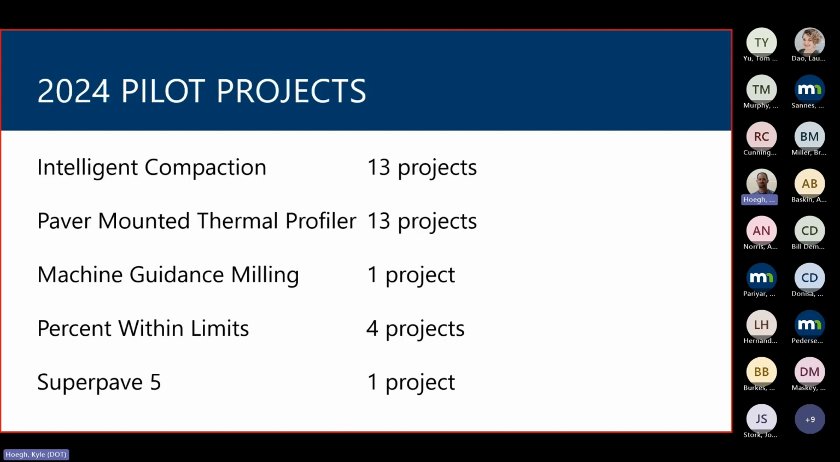So moving into 2024, these are the projects we intended to do. So 13 for IC and PMTP. We have a machine guidance milling project. That was part of an innovation program pitch that got accepted. A few more percent within limits projects and the Super Pave 5. Now this is what we intended to do because of funding. I think a few of these are gonna get pushed to the next year, but this is what we got on the docket.